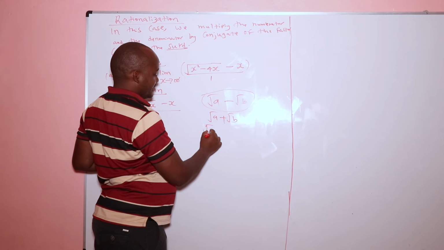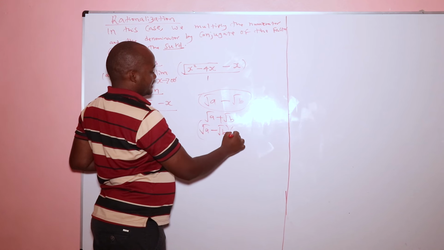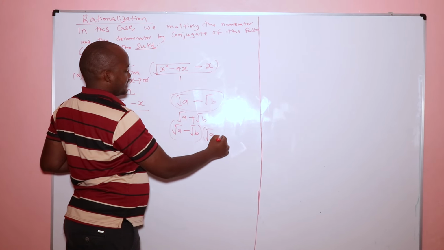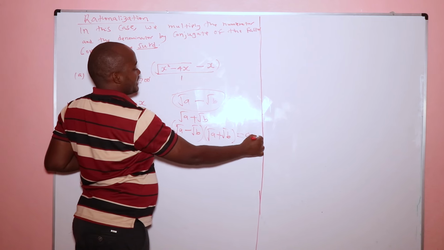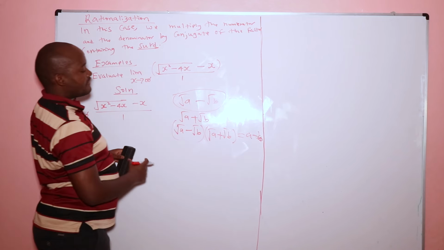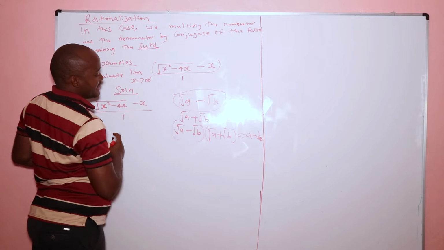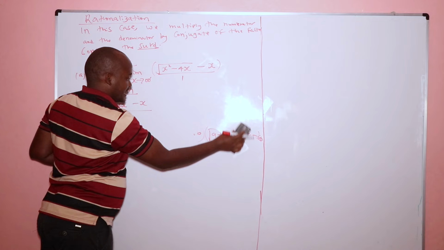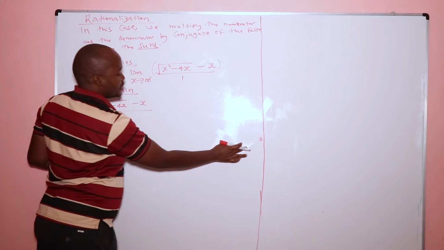And you notice that whenever you multiply root a minus root b times root a plus root b, this is going to give us what? A minus b, which is a rational value, assuming that a and b are integers. So the same will apply here. We multiply both the numerator and the denominator by the conjugate.